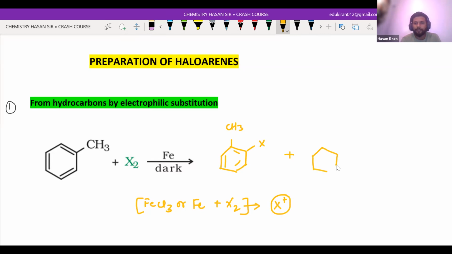Yes or no? Please do let me know. This will be the product. Yes, sir. So this is how you will prepare the haloarene, and this will be your major and this will be your minor. The reagents are very important, and you need to recognize which type of nucleophile or electrophile they will be generating. This reaction is basically an electrophilic substitution reaction. With the addition of X2 in the presence of iron, you will be getting X plus. Is that clear? Please do write it.